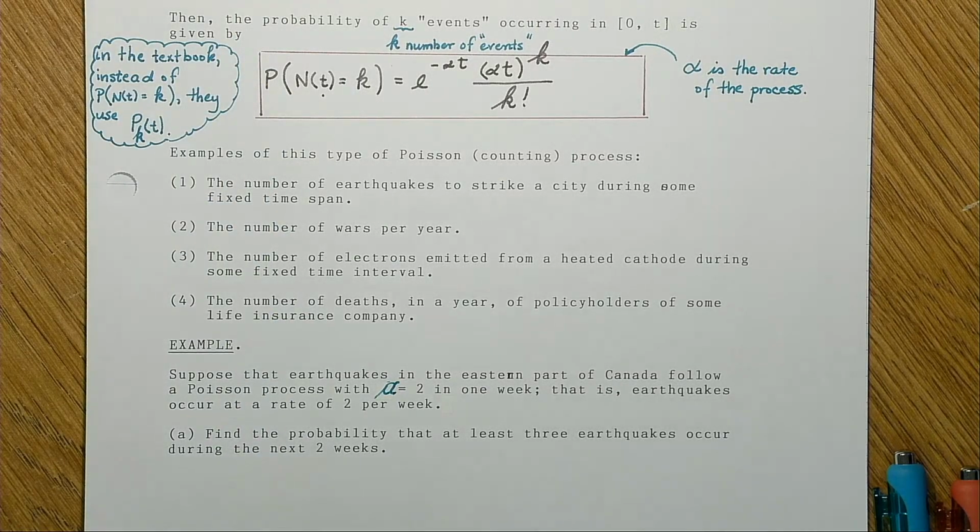So we can do an example here with an earthquake. Suppose that earthquakes in the eastern part of Canada follow a Poisson process with alpha equals 2 in 1 week. To be a little bit more specific, that means that the earthquakes occur at a rate of 2 per week. We're asked to find the probability that at least 3 earthquakes occur during the next 2 weeks.